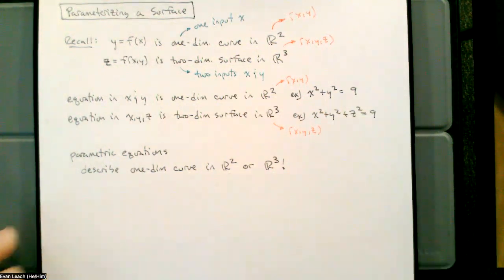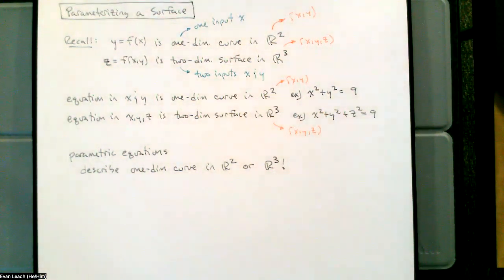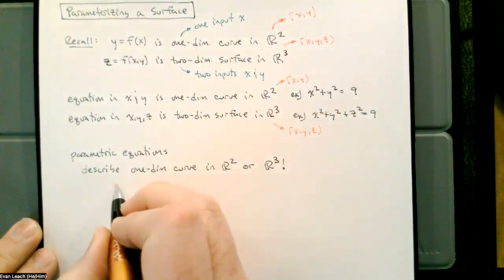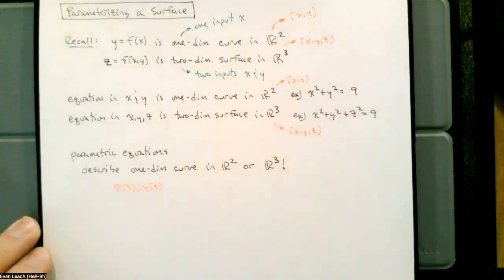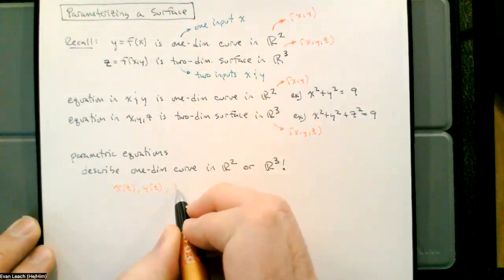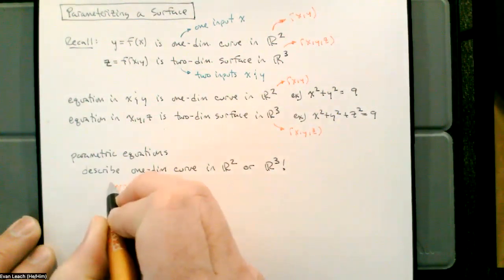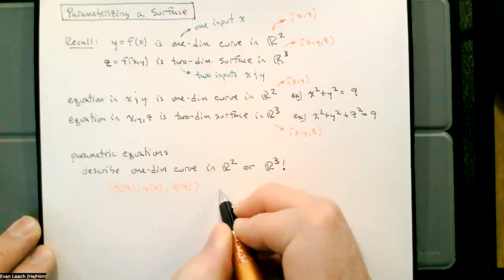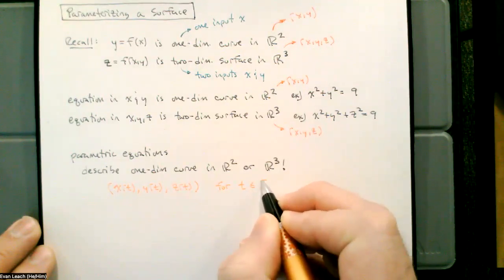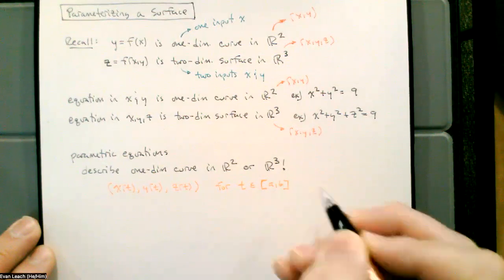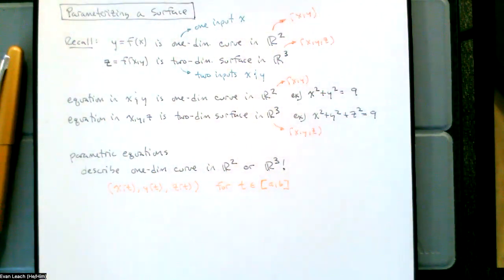So for R2, we just define x of t and y of t. And for R3, we just define a z of t. Our parameter doesn't have to come from a closed interval. It's just that we often did because we wanted to integrate things.